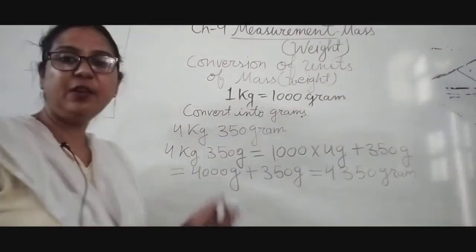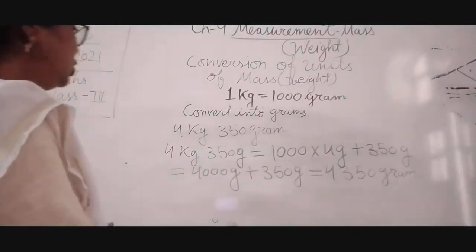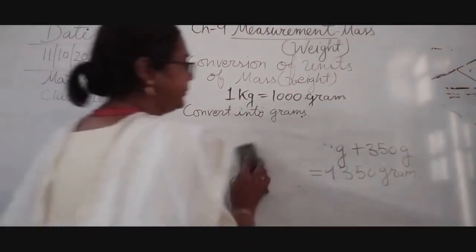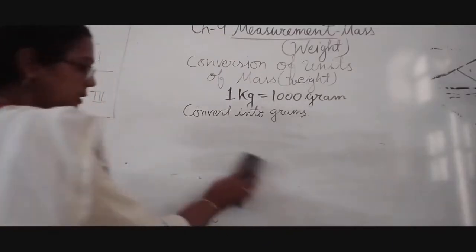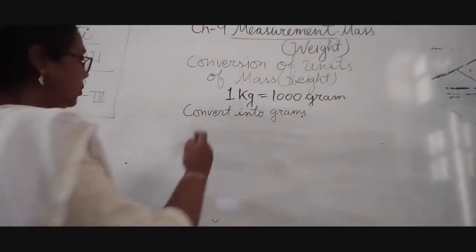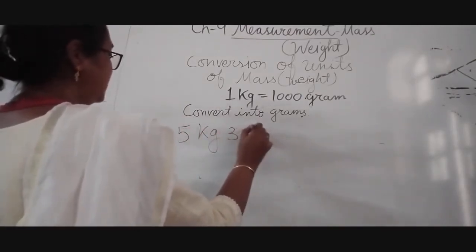Now children, after solving this, I will give you one more example to understand better. Okay, so this is your next example, that is 5 kg and 3 grams. Okay, 5 kg and 3 grams.